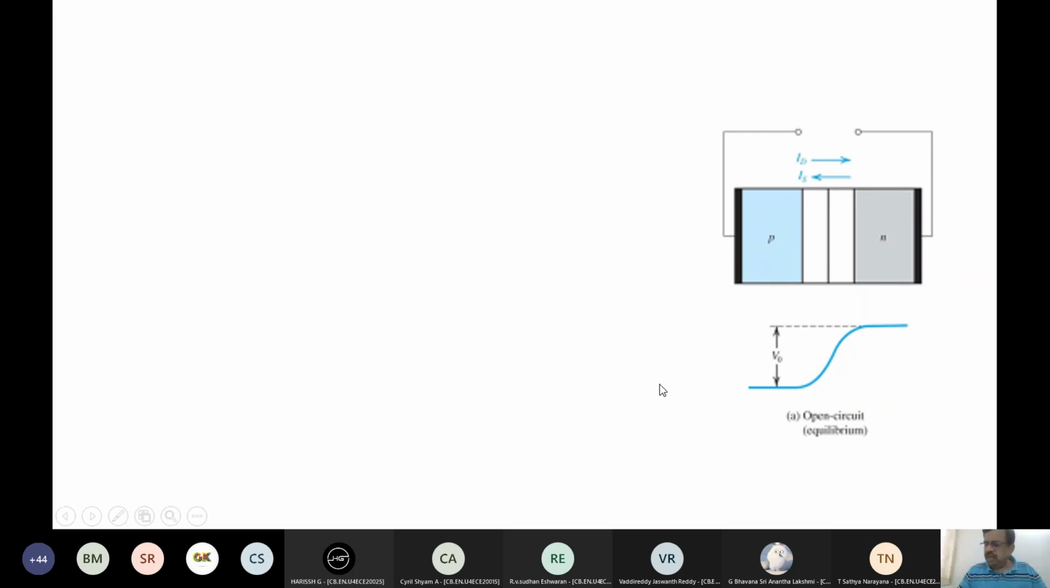So we are into the PN junction under equilibrium. When we say equilibrium, it means no external bias is applied across the terminals of the junction. So we'll capture the concepts in a nutshell.